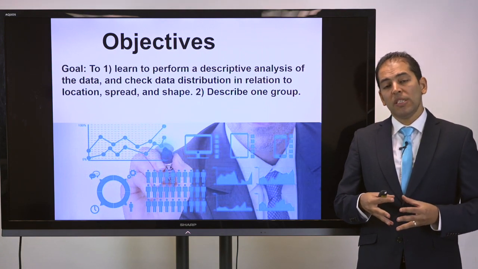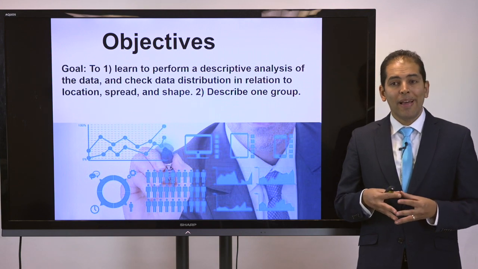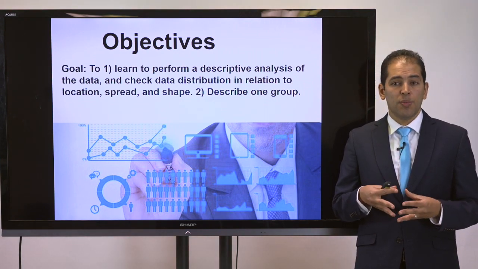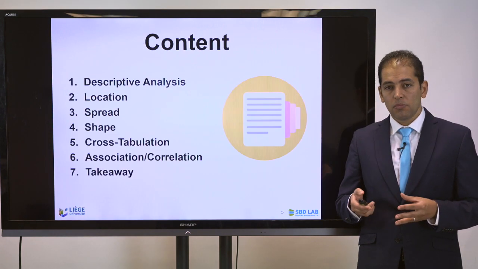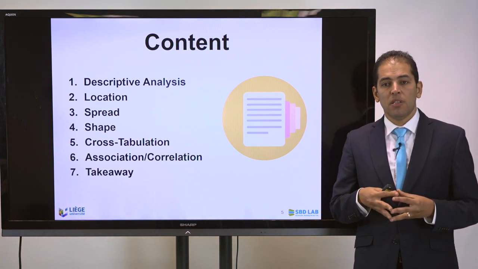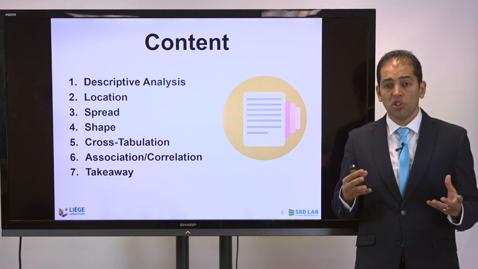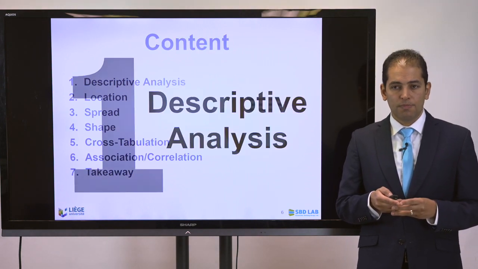Now, the objective of today's presentation is to learn to perform a descriptive analysis of the data and check the data distribution in relation to the location, the spread and the shape, and describe one group, sample. I'm going to talk about descriptive analysis, how to do the location test, the spread test, the shape test, cross-tabulation in relation to hotspotting, association, correlation, and some takeaway messages.